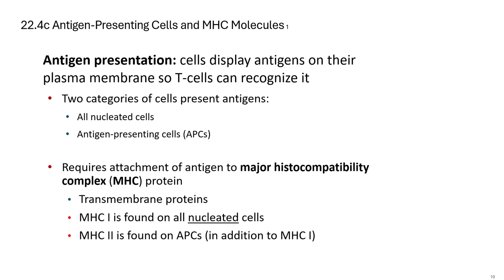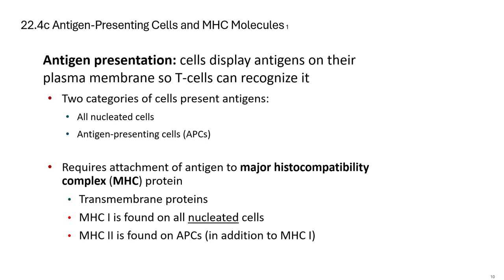Antigen presenting cells are cells that are specific to showing antigens to our helper T cells, and we'll talk about those in just a little bit. These are found only on these professional antigen presenting cells, things like dendritic cells. Our B cells are technically considered an antigen presenting cell, and a few others, and we'll look at some of those. The way you present an antigen will differ depending on whether it's with MHC1 in a nucleated cell or MHC2 in an antigen presenting cell.